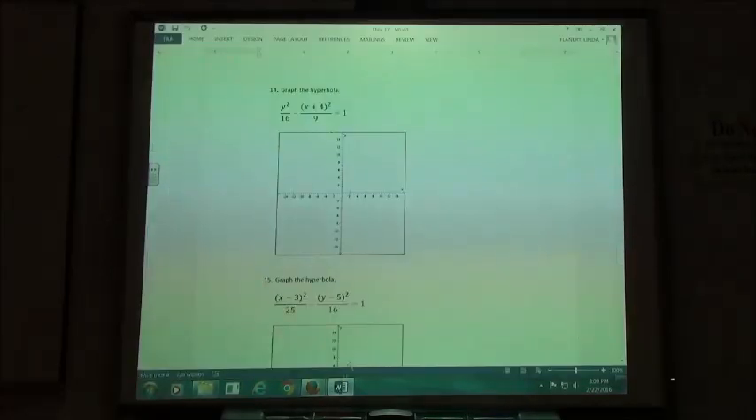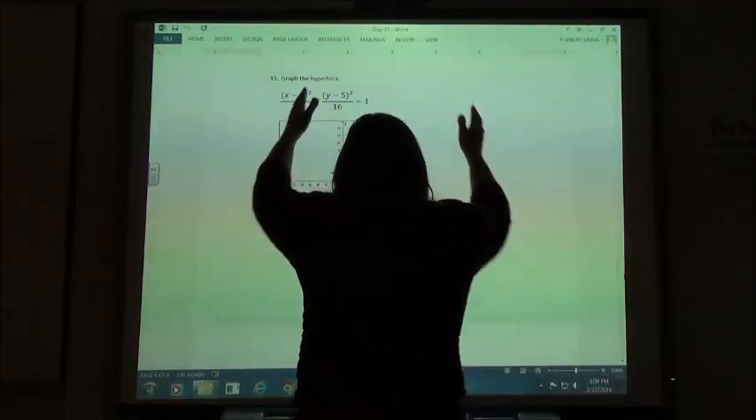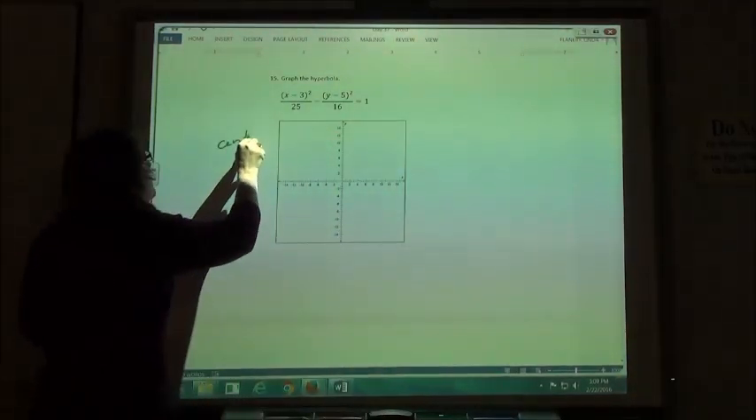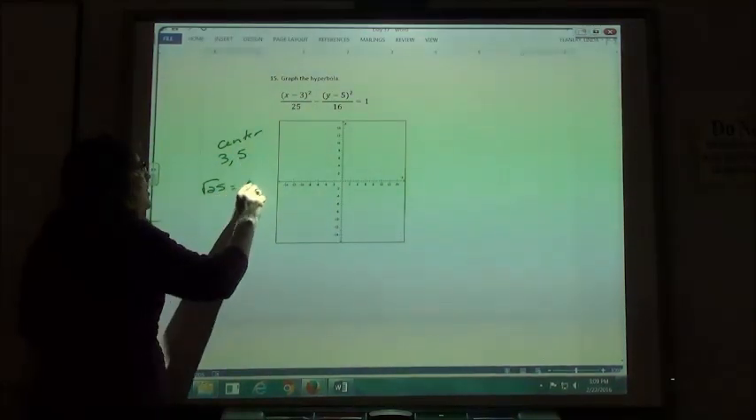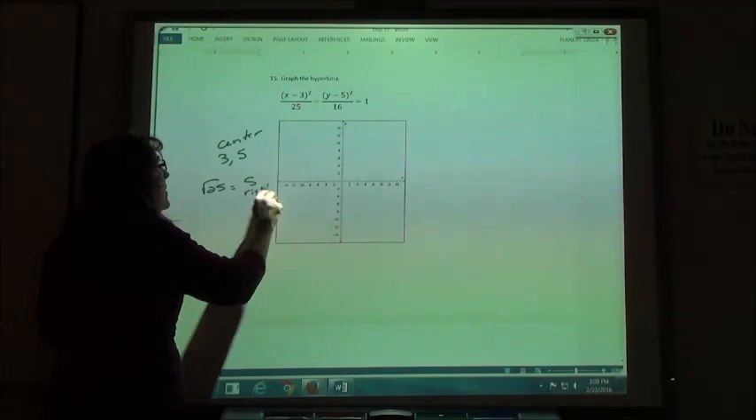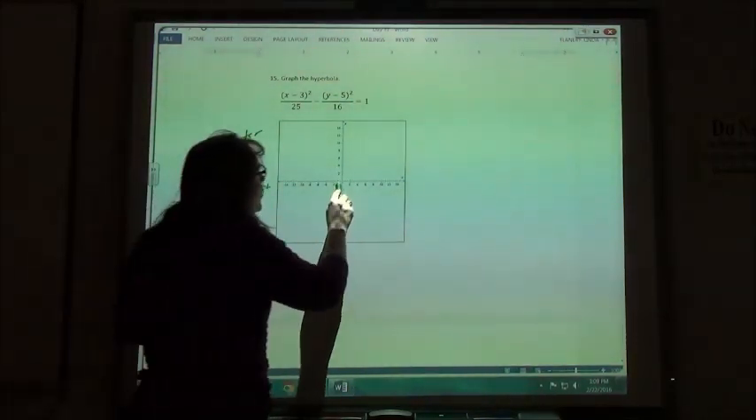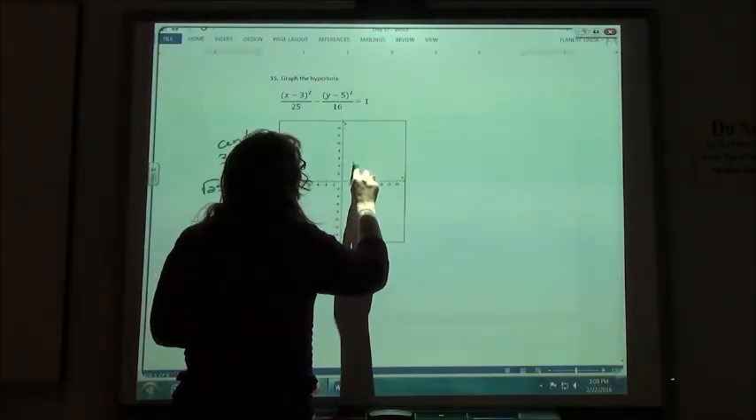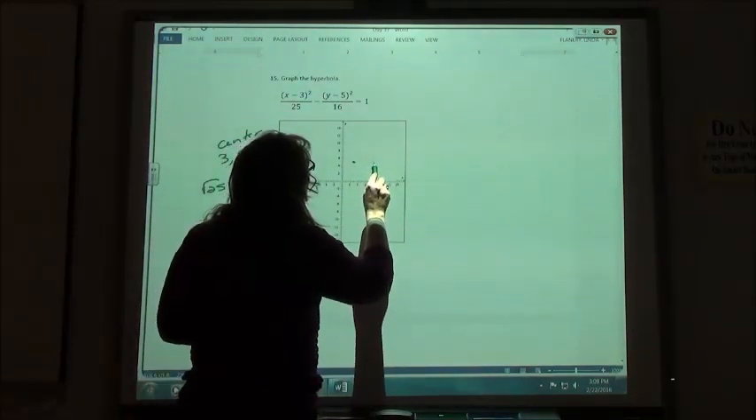So going back over here on our notes, number 15, this one my x is first. So I know it's going to open up to the right and to the left. My center will be at 3, 5. The square root of 25 is going to be 5 to the right. The square root of 16 is going to be 4 up. So my center would be at 3, 5: 1, 2, 3, 4, 5. I'm going to go 5 to the right: 1, 2, 3, 4, 5.